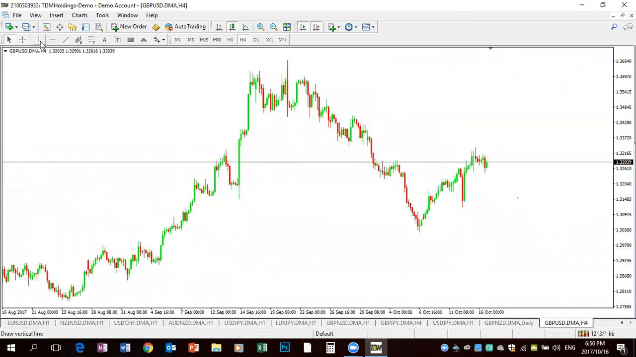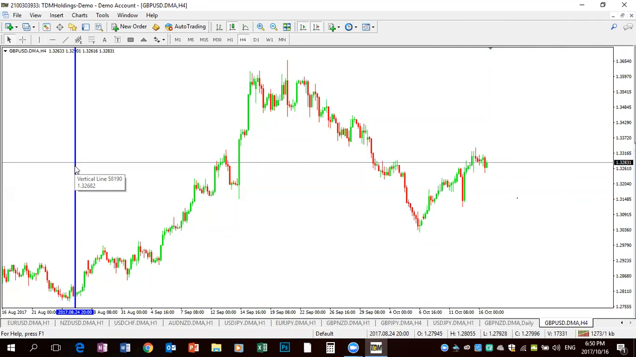Now, the second tool that I want to introduce to you is this vertical line. I click the vertical line and take it to my chart, and I click on my chart and it will appear there. This vertical line will only help me in knowing the date. This is 2017, the 8th month, the 24th, and it's 8 p.m.